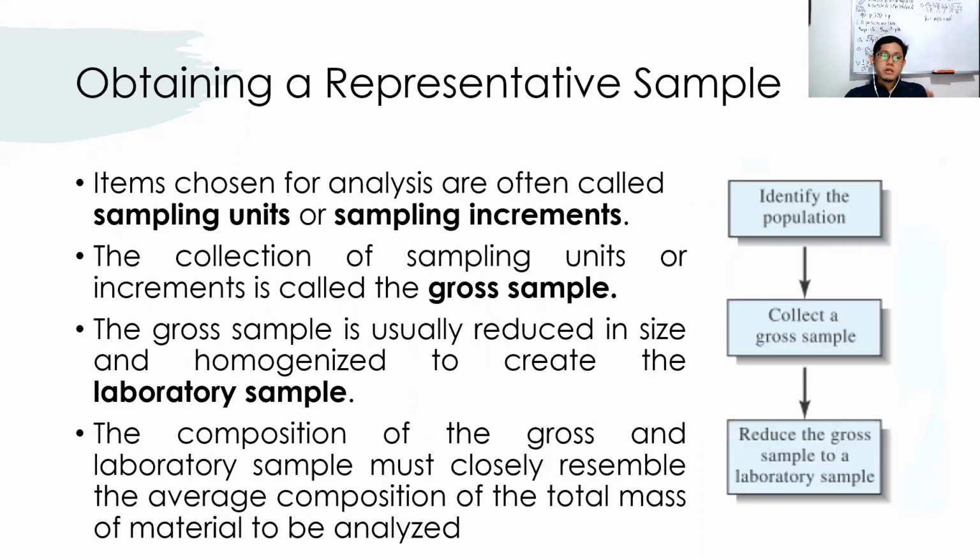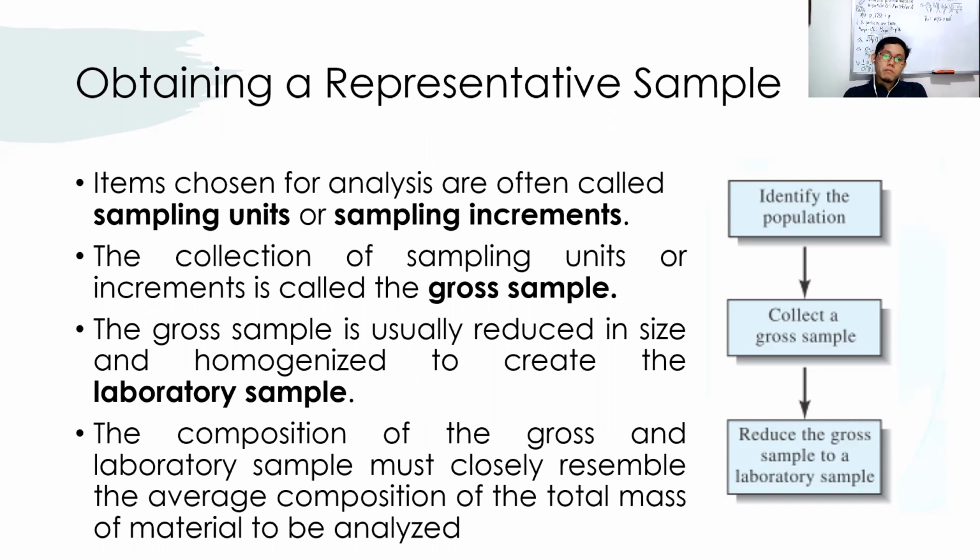So to obtain your representative sample, meron kang tinatawag na sampling units or sampling increments. These are the items chosen for analysis. And then the collection of sampling units or increments is called the gross sample. And then the gross sample is usually reduced in size and homogenized to create the laboratory sample. Paano ba natin ito i-differentiate itong tatlong terms na to?